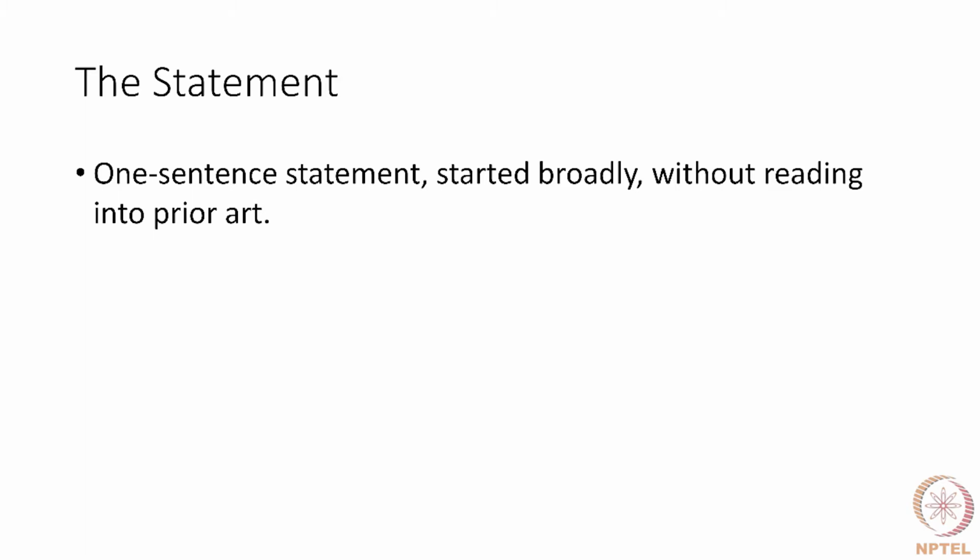So it should be stated broadly, and it should be done without reading into the prior art, because once you have the disclosure, you would have seen the prior art to see whether there is any overlap of the disclosure into the prior art. If there is overlap, then that is something which you cannot claim, or if you claim, you may run into an invalidity rejection later on, either at the patent office or by a challenge by a competitor. So there are two things the problem solution statement should focus on.